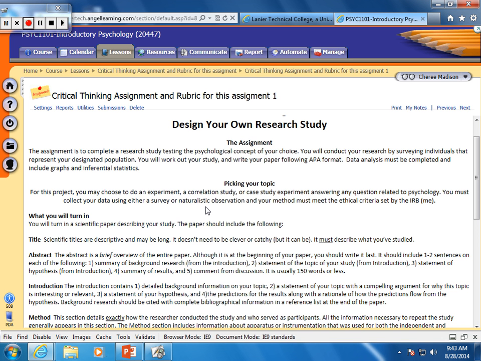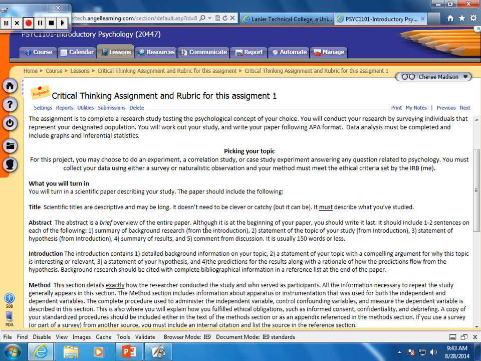It is a scientific method. The first thing, I'll talk about the abstract last because it's the last thing you need to write. The introduction. Your introduction introduces me to the background of your topic.